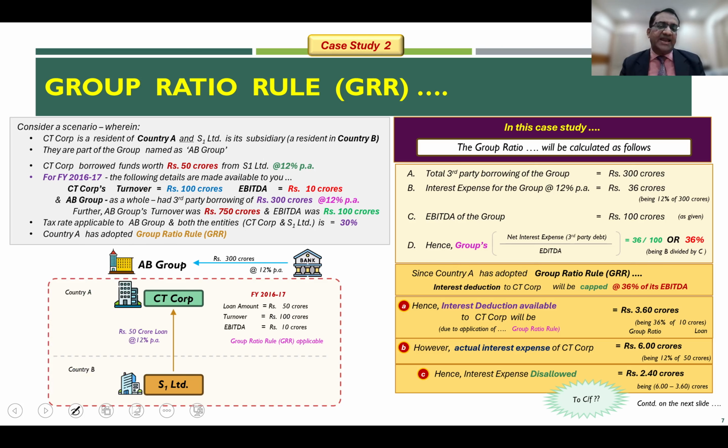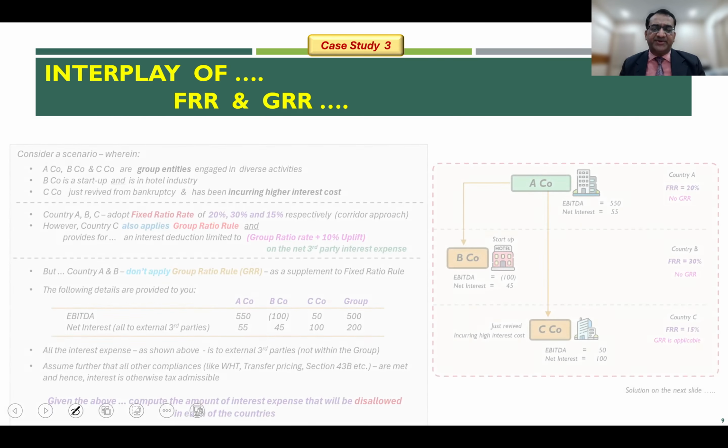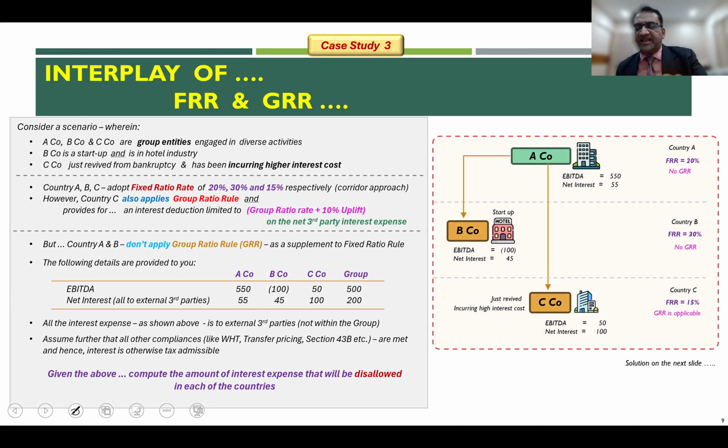Now we will look at another interesting thing, the interplay, which is the combined rule of how the fixed ratio rule and the group ratio rule need to work together if you have a scenario where both of them have to operate simultaneously. This is the last case study for our deliberation today. Now, a similar kind of case study.